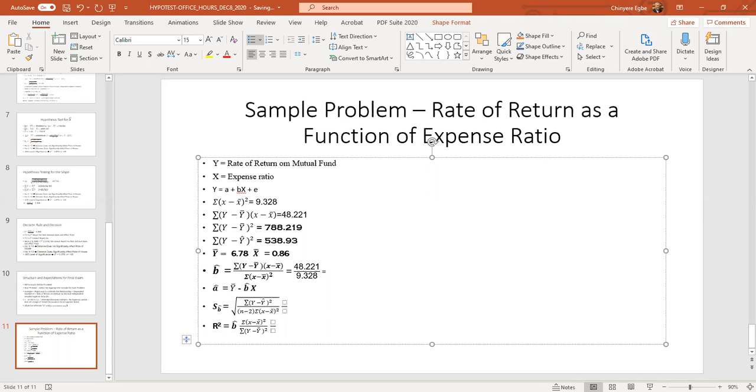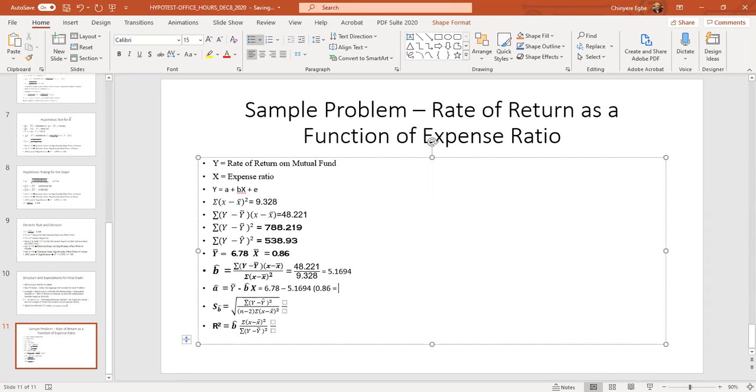5.1694. So you have it. All right, and a hat is equal to y bar, which is given to you, 6.78, minus b hat, which is 5.1694, times x bar, and x bar is 0.86, which gives us what answer?